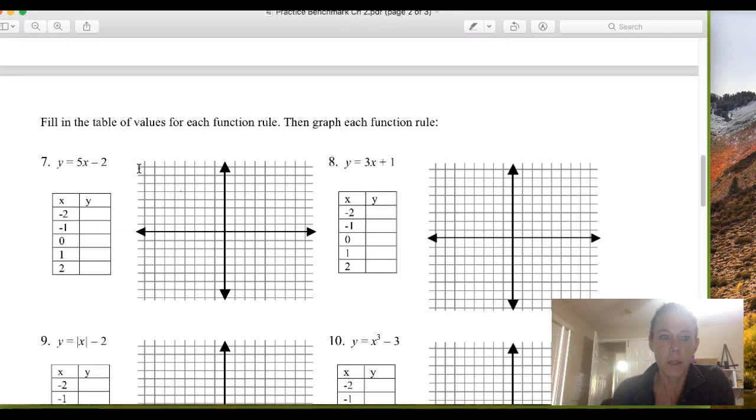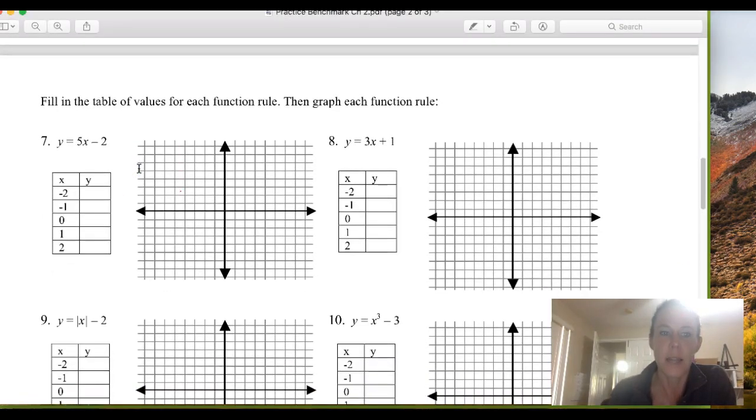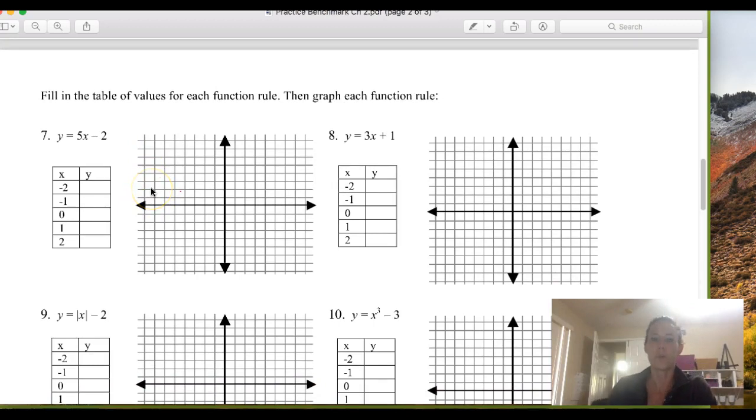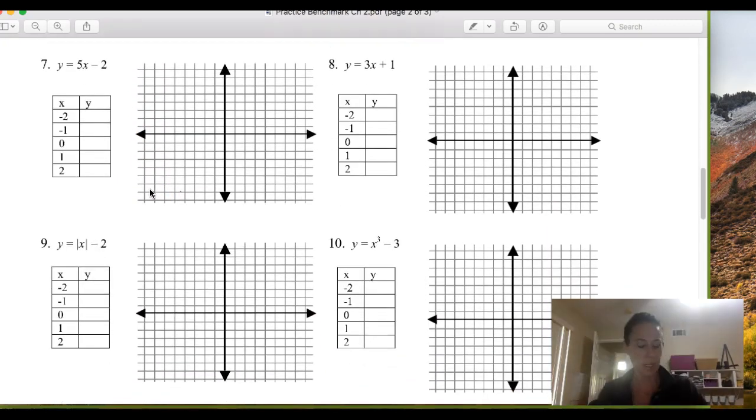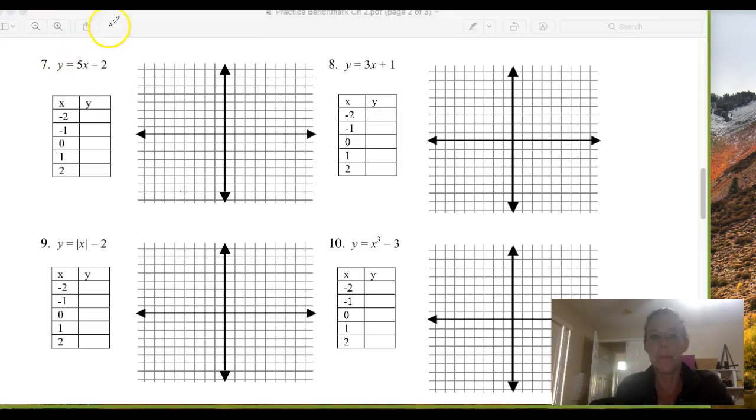All right, on to number 7. All right, 7, 8, 9, 10. Fill in the table of values for each function rule, then graph each function rule. This really should be easy ones for you guys. Just plug and chug numbers. So get your points here. You are given all of these x values. All you have to do is plug them into the function rule to get your y values. So this is just plug and chug.